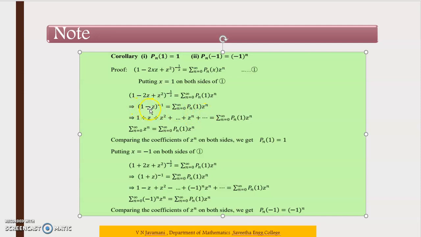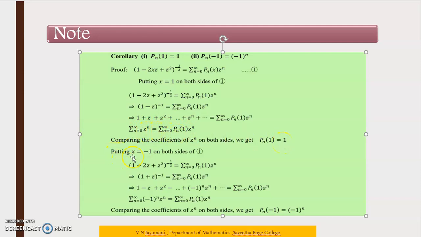So now expand this one by using the binomial expansion. We get 1 + z + z² + etc. = summation n = 0 to infinity Pn(1) z^n. So this can be written as summation n = 0 to infinity z^n = summation n = 0 to infinity Pn(1) z^n. Now we are equating the like coefficient of z^n. So we get Pn(1) = 1.